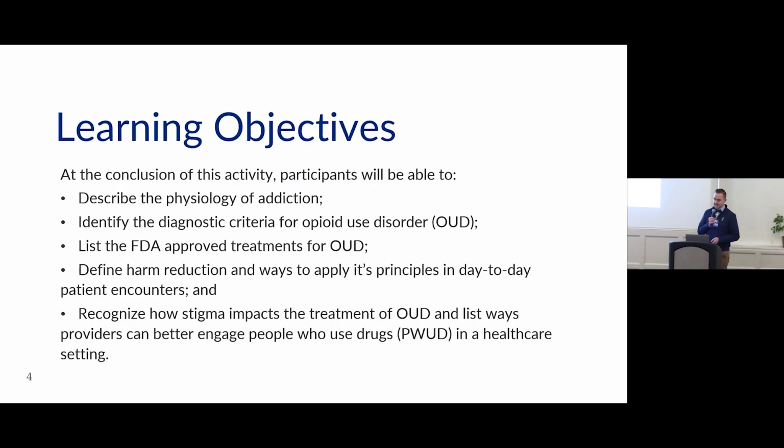So at the end of this activity, hopefully you will all be able to describe the physiology of addiction, identify diagnostic criteria for opioid use disorder, list the FDA-approved medications that we use for opioid use disorder, talk about harm reduction and apply its principles in day-to-day interactions with patients, and then recognize how stigma can impact how individuals seek treatment for substance use disorder, and that limiting stigma can improve engagement with people who use drugs in a healthcare setting.